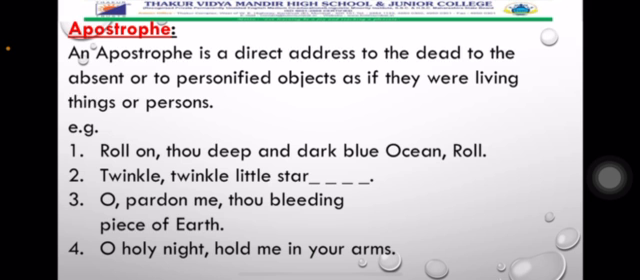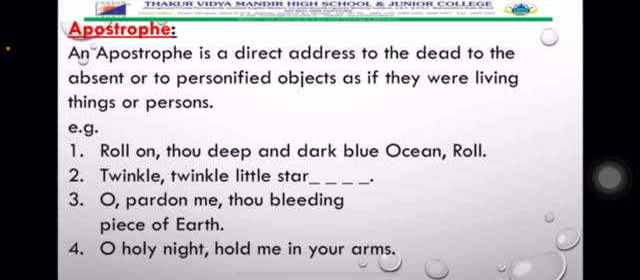In personification, we only speak about non-living things as living things. But here in apostrophe, we do not just speak about them, we address them, we speak to them. Not about them, we speak to them. That is apostrophe. For example, see the examples.